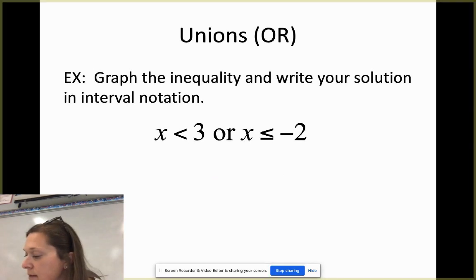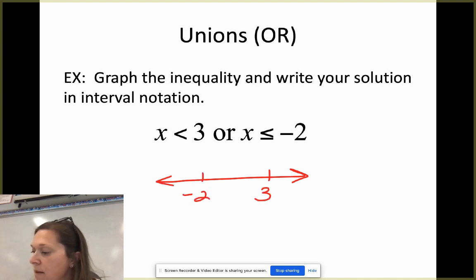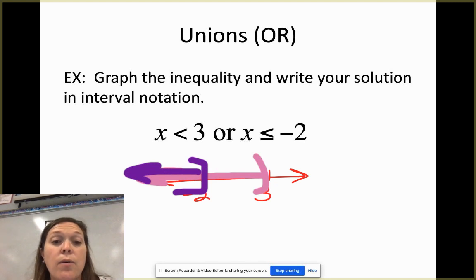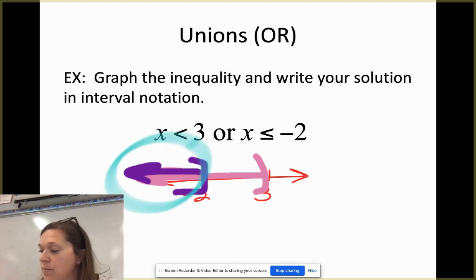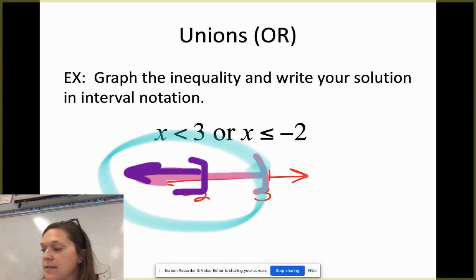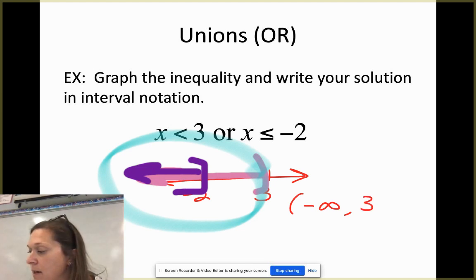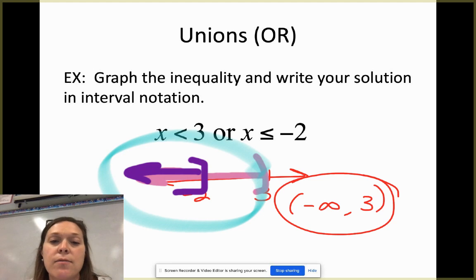Flip the sign on the x to less than or equal to negative 2. See what this looks like. So again, on our pink, we're going less than 3, so that stays there. Now for my purple, we're going less than or equal to negative 2. Okay, so if it was an and, my solution set would be right here, where they intersect. But because it's an or, my solution set is everything. So because it includes everything, my lower left bound is negative infinity. And then where is my stopping point for everything? It's up there at the 3. So that would be my answer written in interval notation.